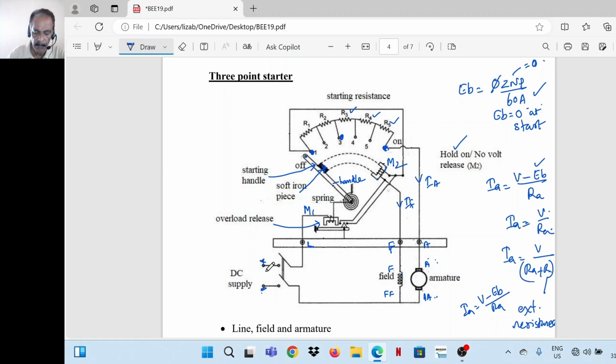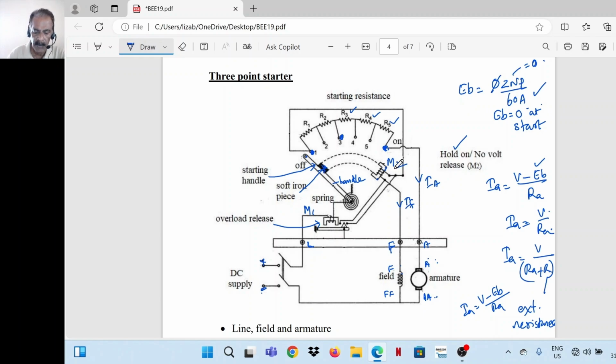And if power goes off all of a sudden, what happens is that there is no current through M2. Supply went off. That means magnet M2 is de-energized. So what happens is that due to spring action, the handle goes to off position.